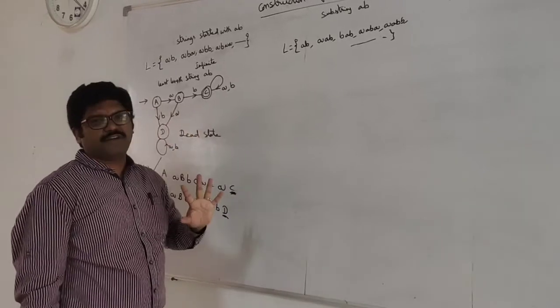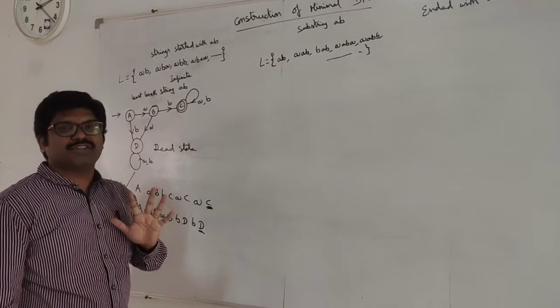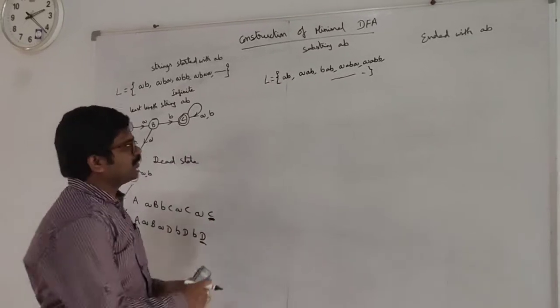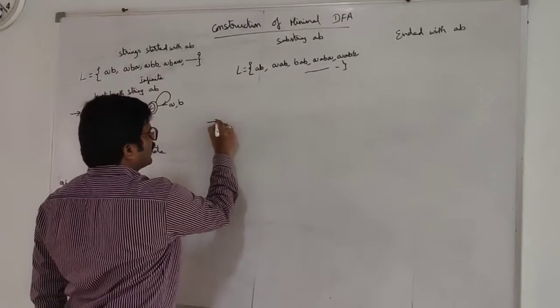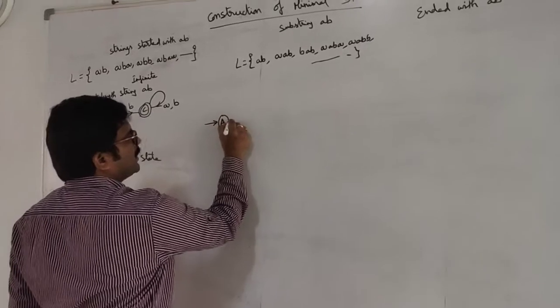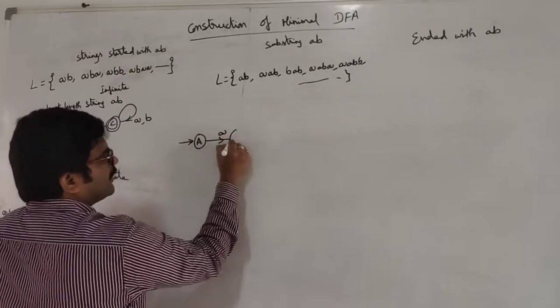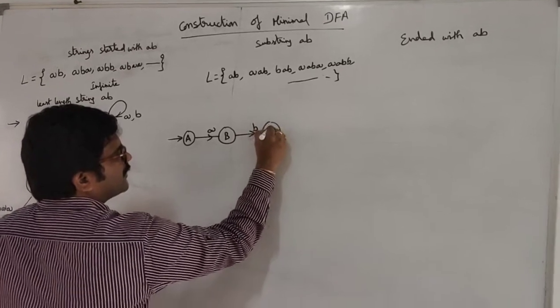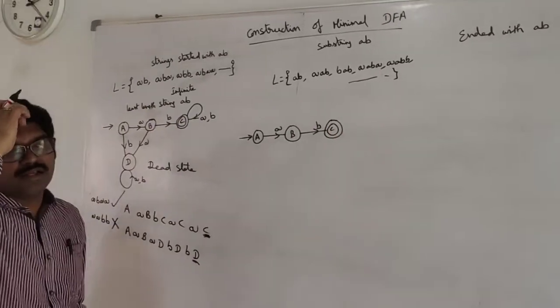For infinite, what did we say? If the language is infinite, you need to take the least length string and try to draw a skeleton. What is the least length string? Again AB. For AB, we already know how to construct the skeleton. So I am drawing the skeleton: A, and then B. Here it is C, my final state. So this is the skeleton.